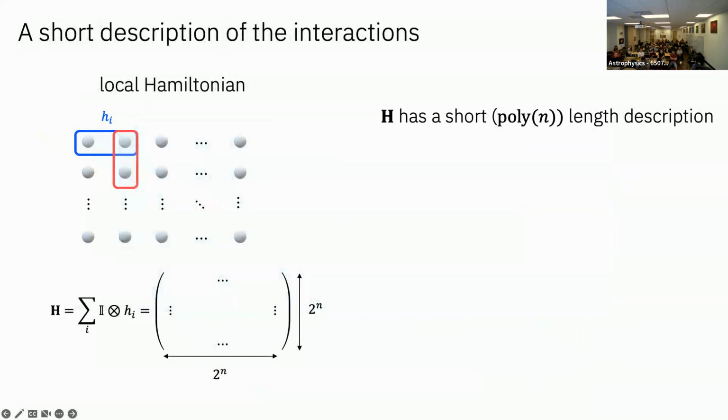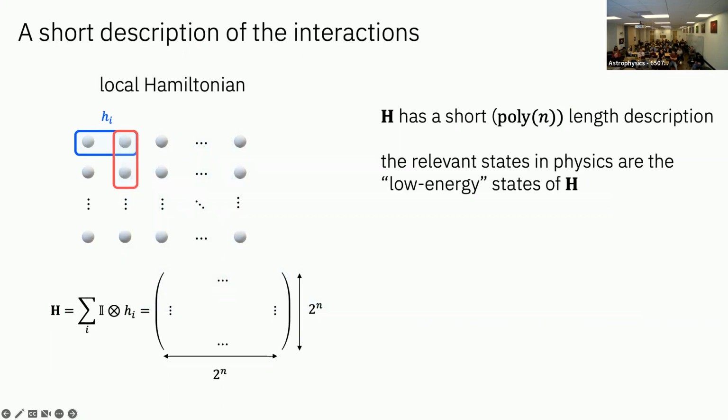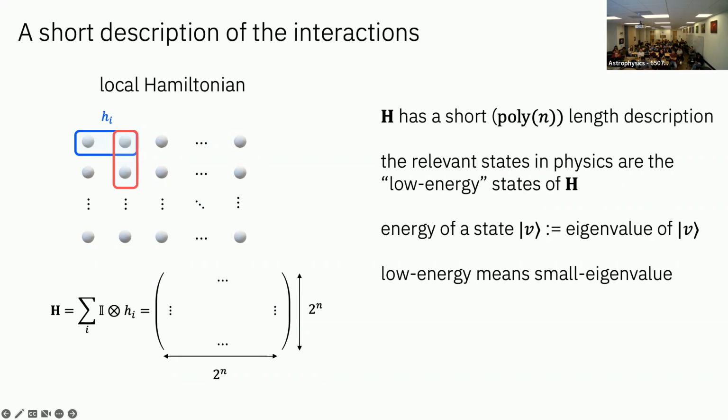So the Hamiltonian has short descriptions. And then you might say, okay, well, Chinmay, all you're talking about is the interaction system. Initially, you were talking about states and how complicated states are. This is the system, this is the rules of the game. You might ask, so what are the relevant states? The relevant states are those that are the low energy states of the Hamiltonian. And what is low energy? In this case, the energy of a state is simply the eigenvalue corresponding with this matrix. So it's just the quadratic form, which would be v†Hv, right? And low energy morally just means small eigenvalue.